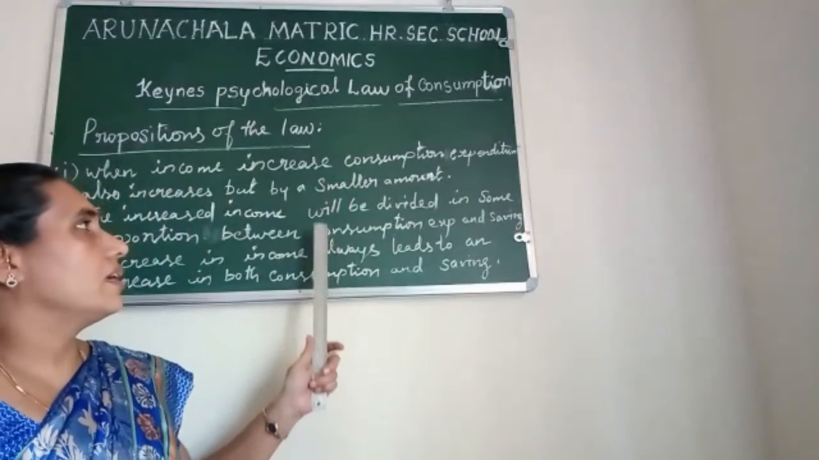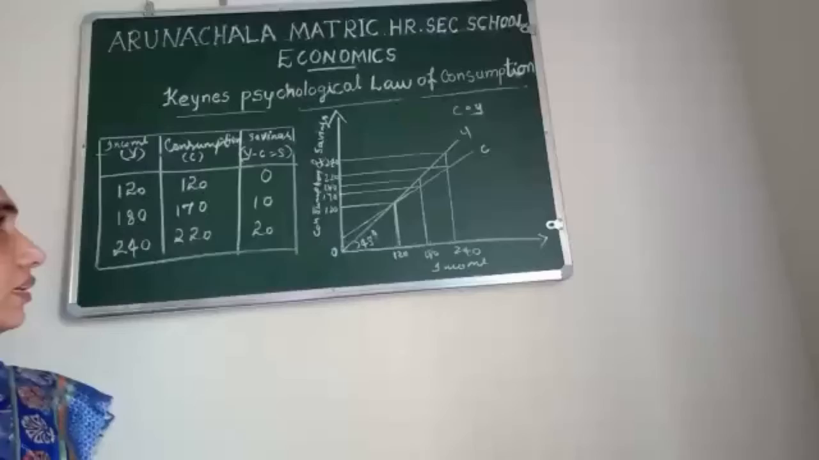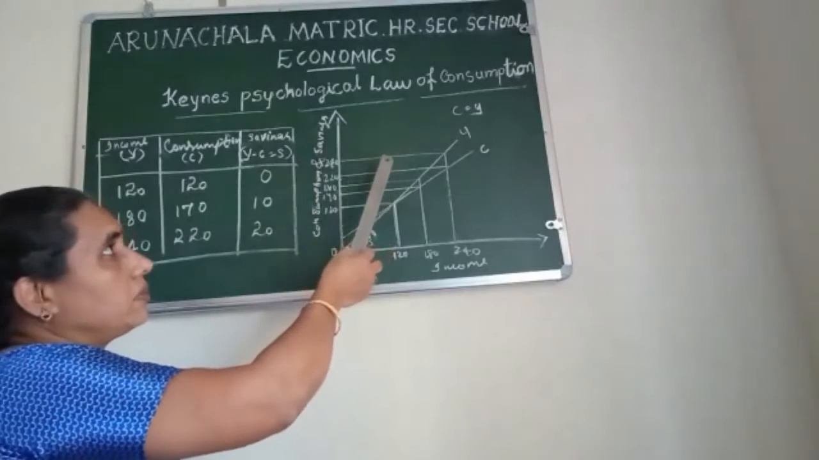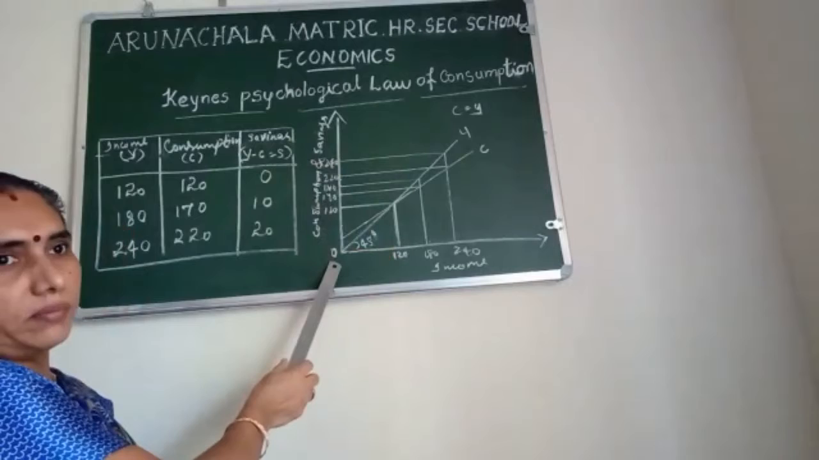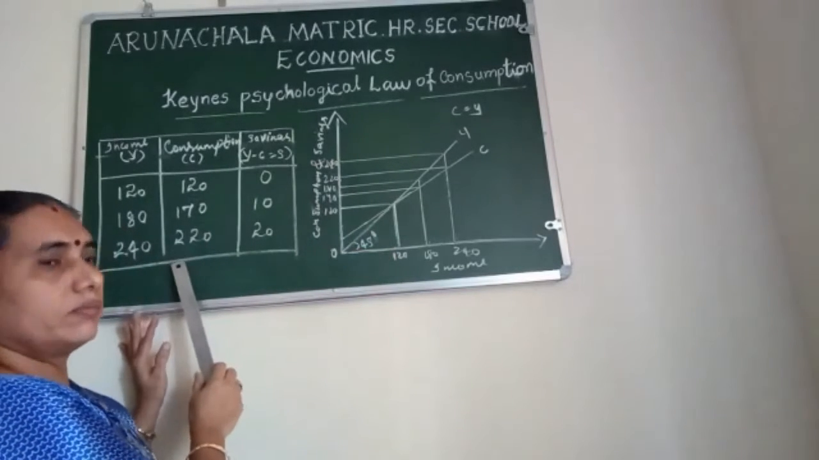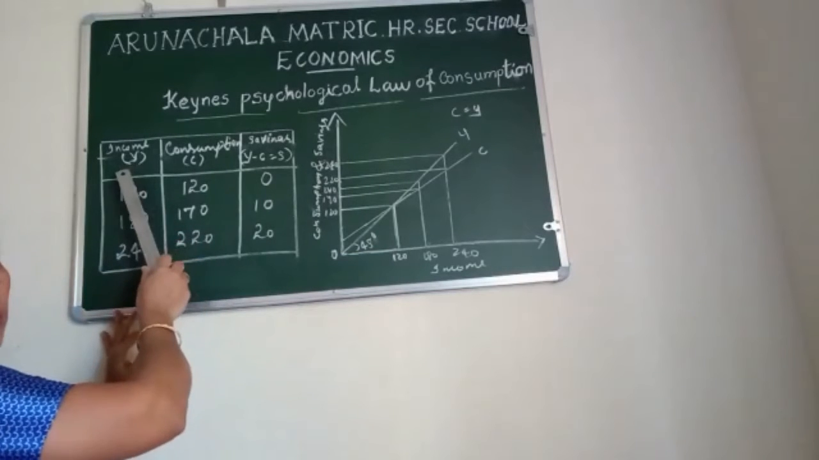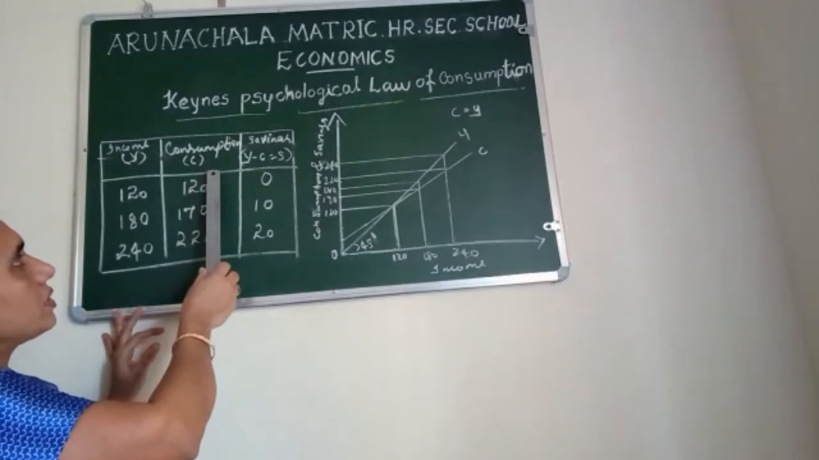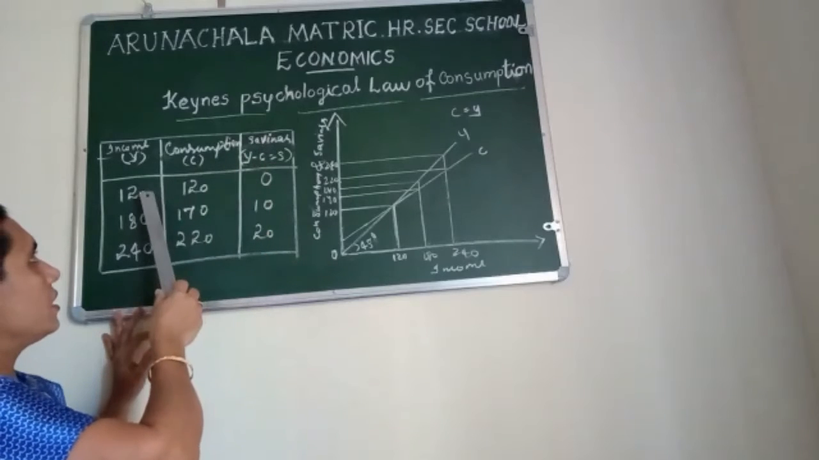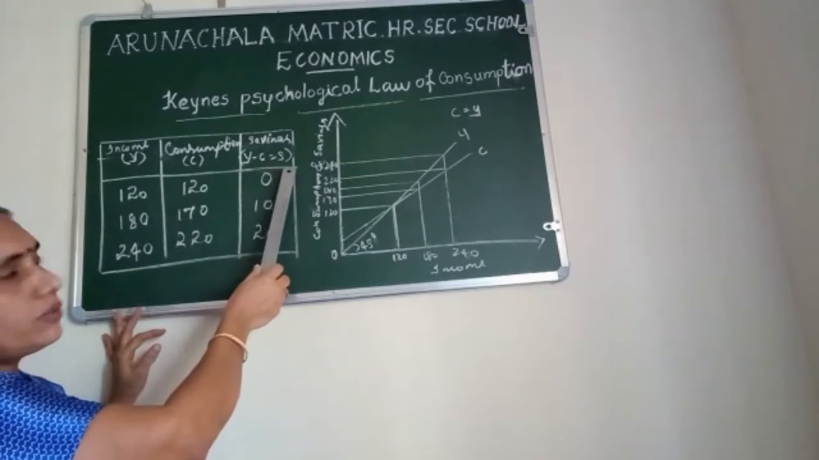These propositions can be explained with the help of a diagram. Now this psychological law of consumption can be explained with the help of the diagram. Before that you have to see the schedule, the income and consumption schedule. Here income is denoted by Y and consumption is denoted by C. Then savings is S. You see here, income minus consumption is equal to saving.